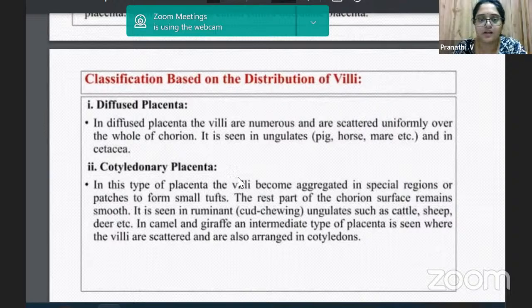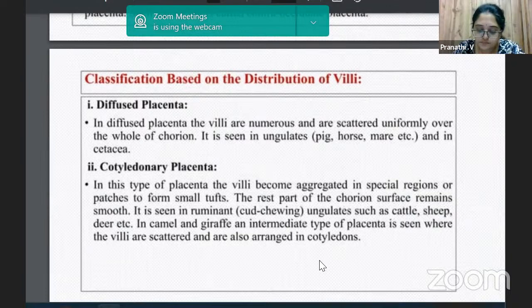Okay. So in this type of classification, you have diffused placenta, with villi numerous and scattered uniformly, seen in different kinds of mammals such as pigs, mares, etc., and in Cetacea, that is your whales. Cotyledonary placenta is seen wherein the villi get aggregated in special areas. Groups or patches of villi are formed into small tufts. This is found in cattle and sheep.